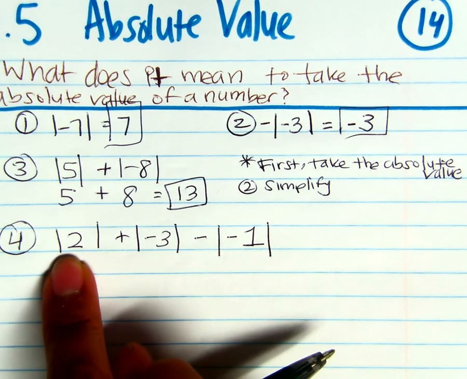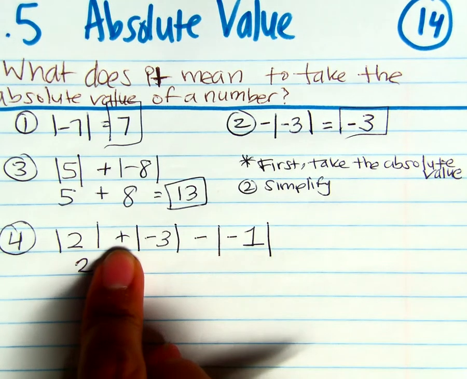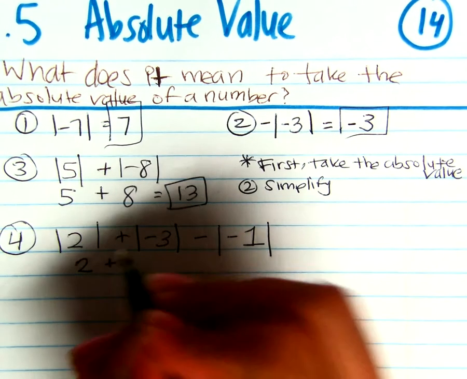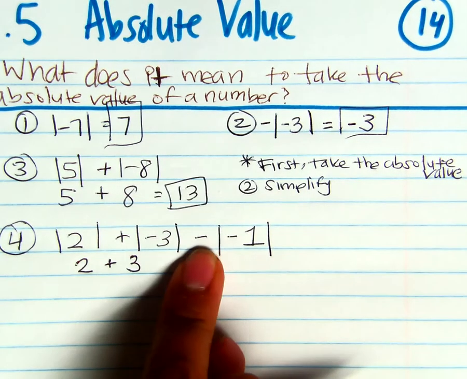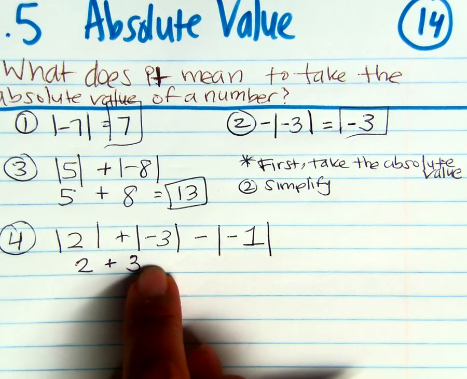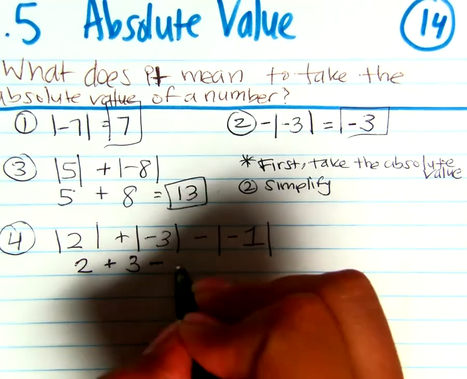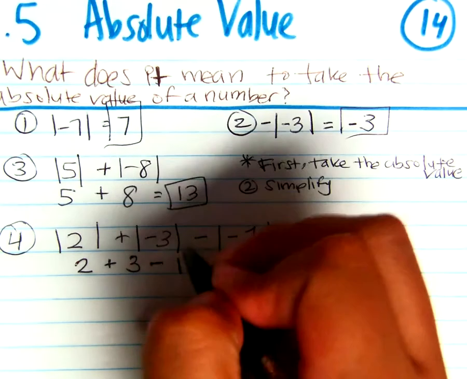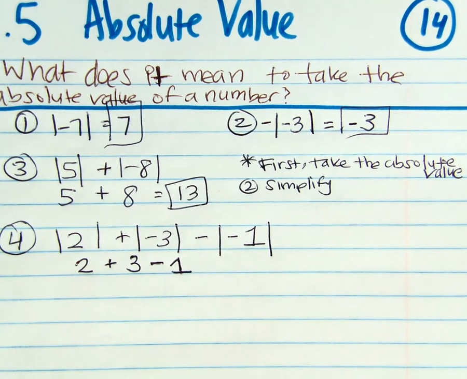So what's the absolute value of 2? 2. We're going to bring down that plus sign, right? What's the absolute value of negative 3? 3. What are we going to do with the subtraction sign? We're going to bring it down. What's the absolute value of negative 1? 1. So we go from this complicated mess to something that looks a lot easier, right?